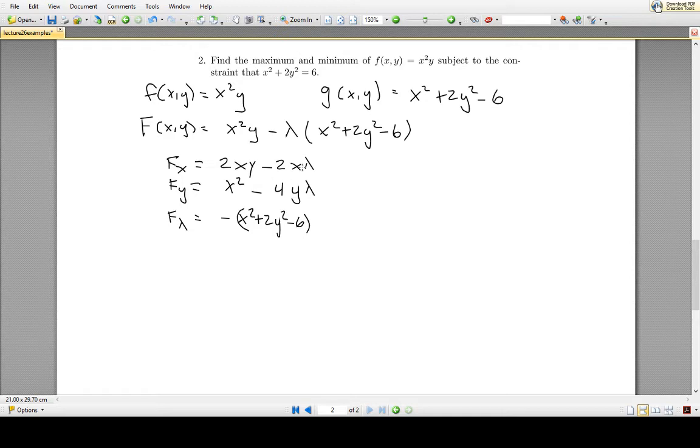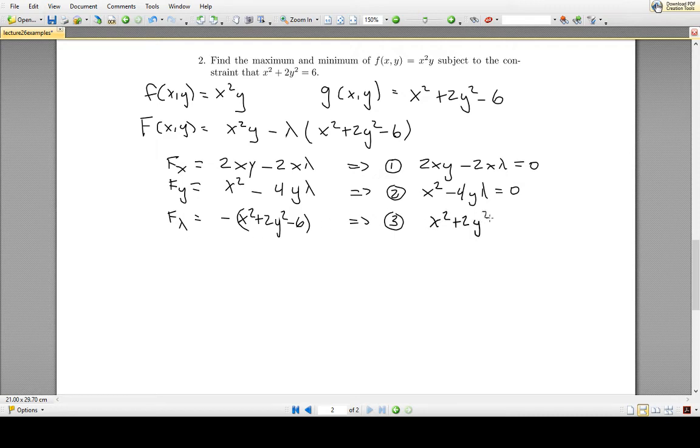The method of Lagrange multipliers tells me that I have to set each of these equal to 0. So equation 1 is 2xy minus 2x lambda equals 0. Equation 2 is x squared minus 4y lambda equals 0. And equation 3 is x squared plus 2y squared minus 6 equals 0, which is equivalent because I set it equal to 0 and multiplied both sides by negative 1. So here are my three equations. I have to solve them for the three unknowns x, y, and lambda. Let's get started.